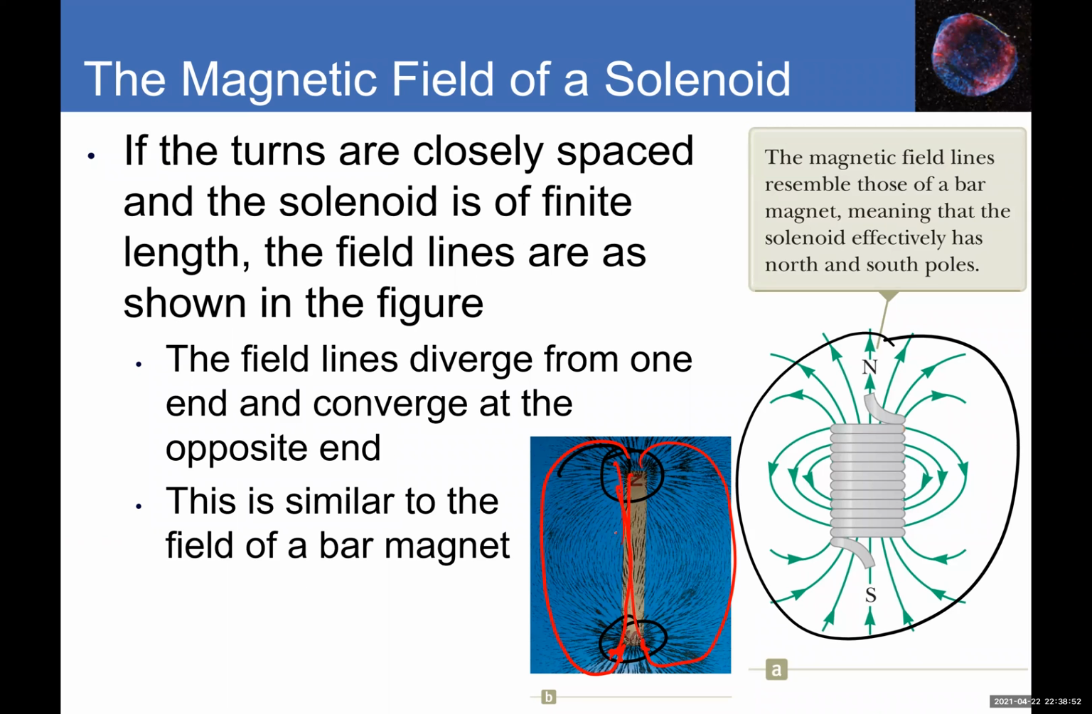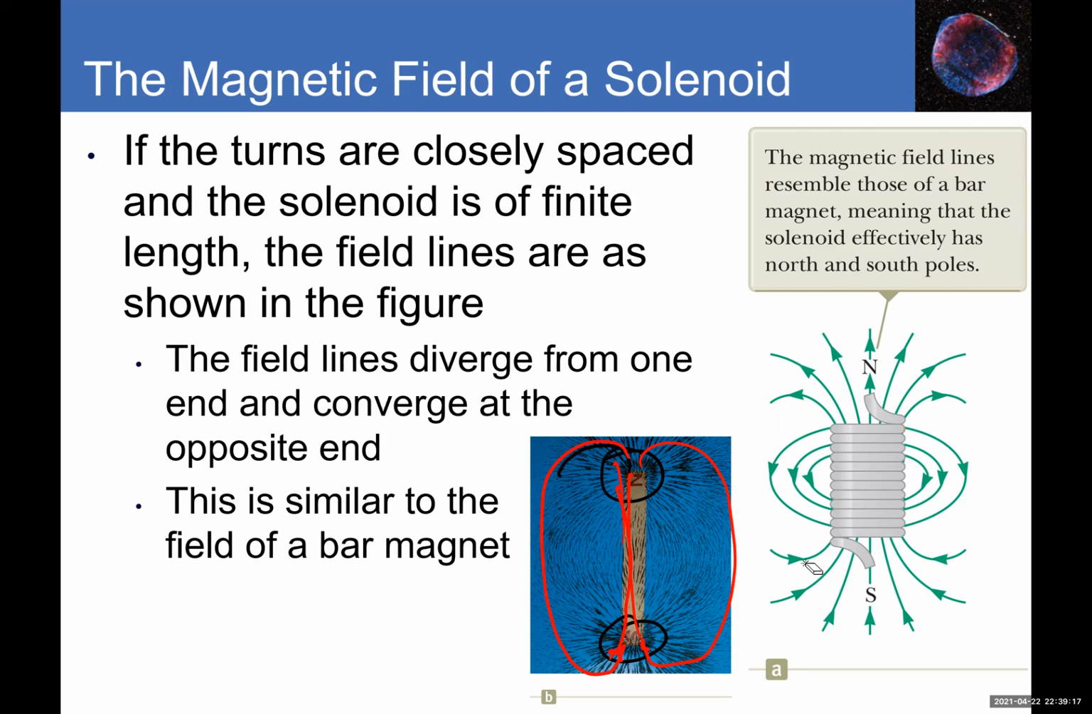But the idea here is the solenoid becomes similar to that. So the magnetic field will go through the solenoid such that it will come out. And remember, the region where the magnetic field comes out is going to be north. The region where the magnetic field goes in is going to be south. That means you can even have north and south poles for the solenoid.